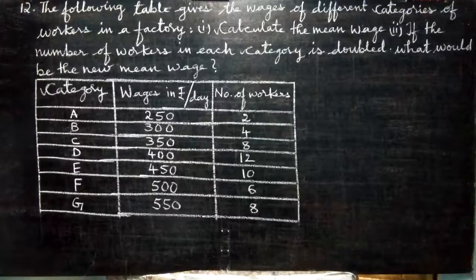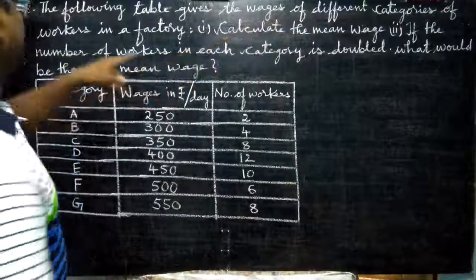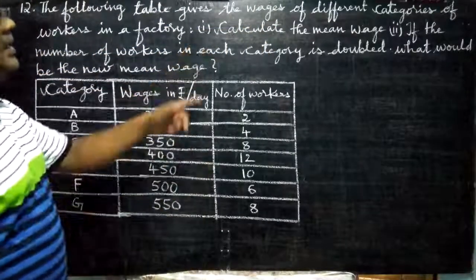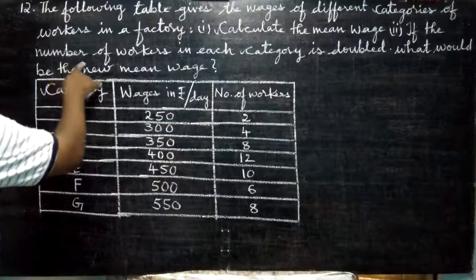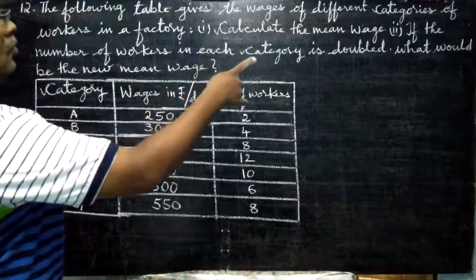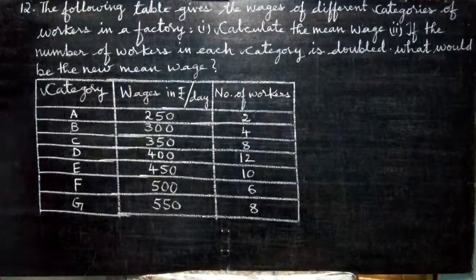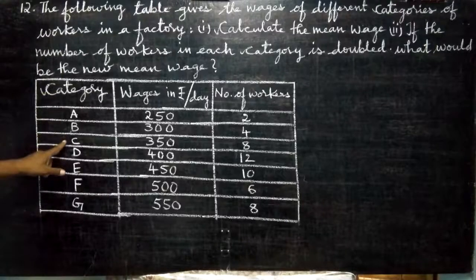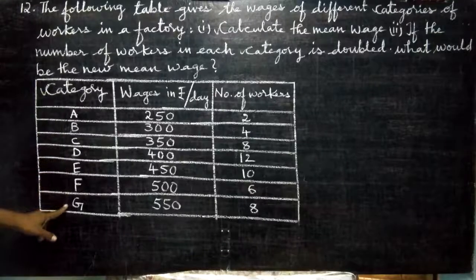12th problem. The following table gives the wages of different categories of workers in a factory. The first part asks to calculate the mean wage, and the second part is: if the number of workers in each category is doubled, what would be the new mean wage? Here the categories are A, B, C, D, E, F, G.